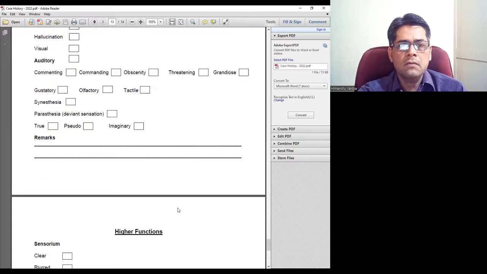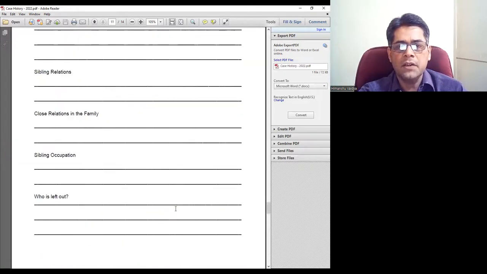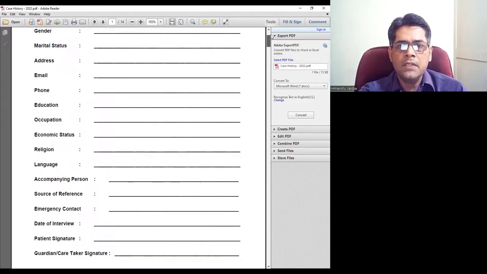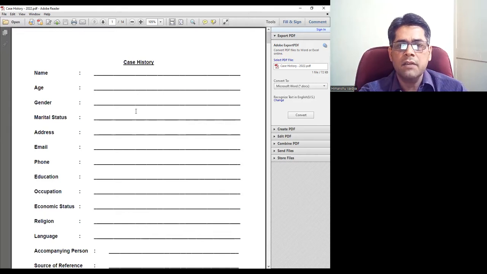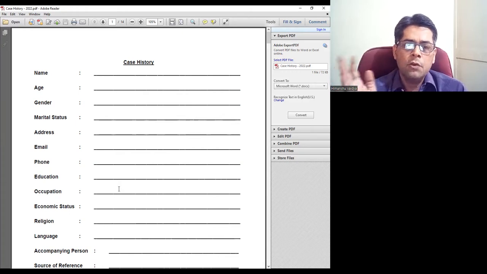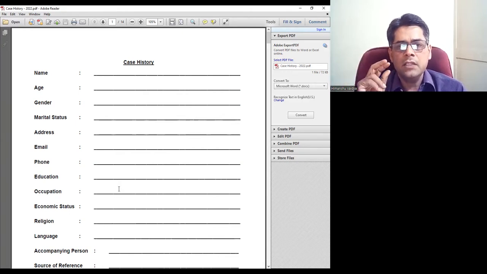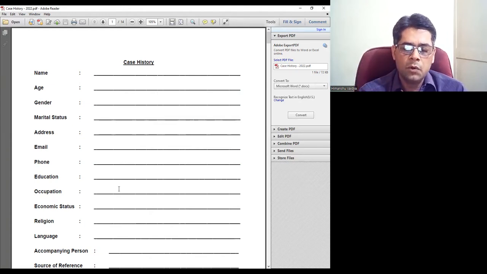So this is one format of a case history form. Usually what happens is you start with somebody's case history form like this one, and then over a period of time, based on your experience and practice, you customize and develop your own case history form. In the long run, each therapist develops his own case history form.